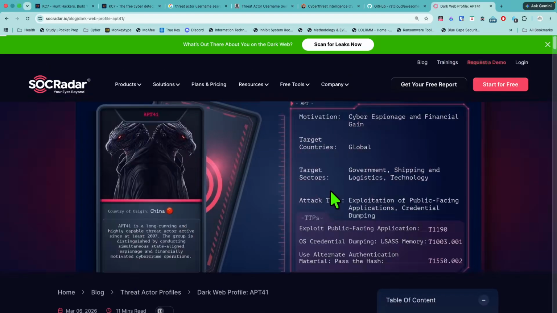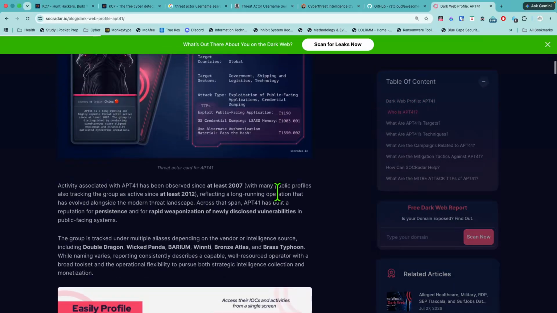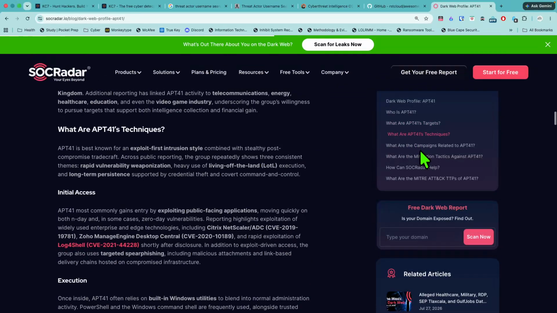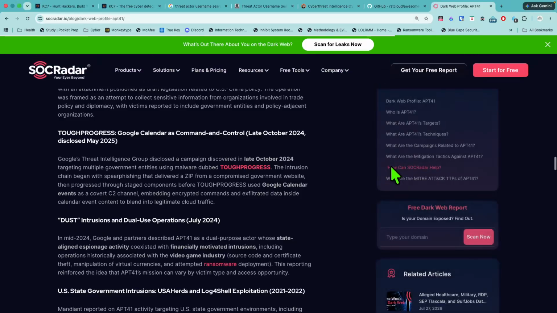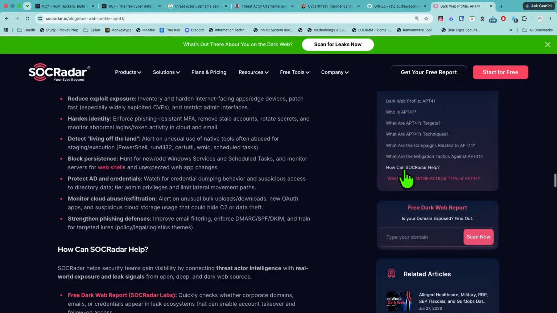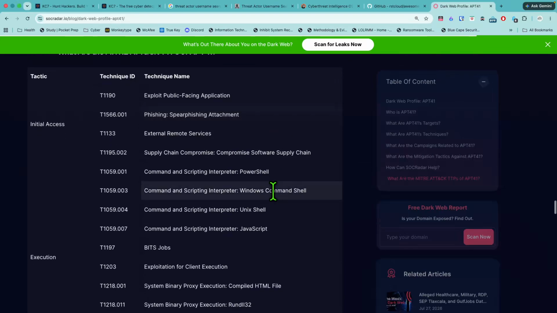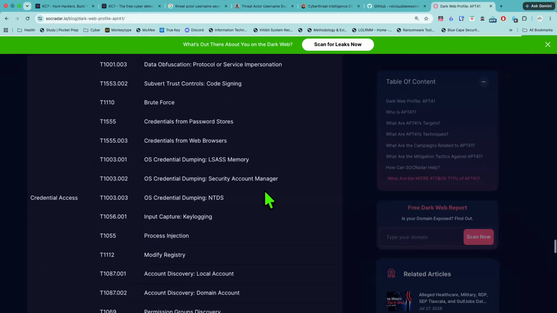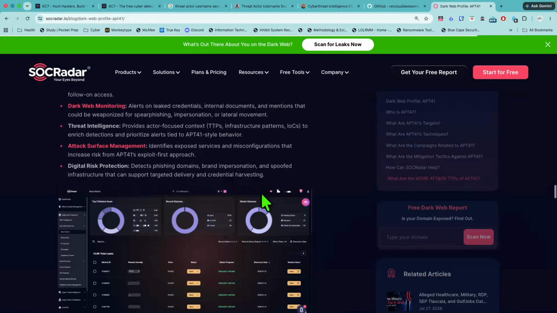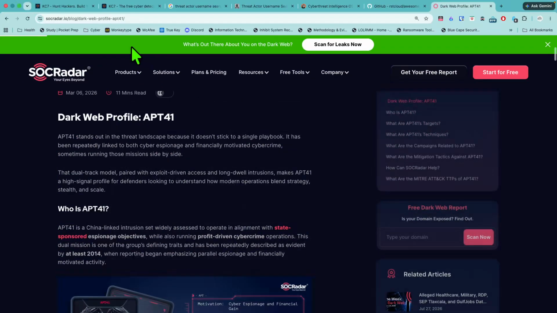But yes, what this profile does is that it talks about who is APT41, what are APT41's targets, what are APT41's techniques, what are the campaigns related to APT41, what are the mitigation techniques against APT41, right here. And then, how can SOC Radar help? And what are the minor attack technique TTPs of APT41? So we're going to use this website to better understand the threat actors and groups. I just wanted to let you guys know that there is a really helpful website for you to better understand the concepts described in the game.